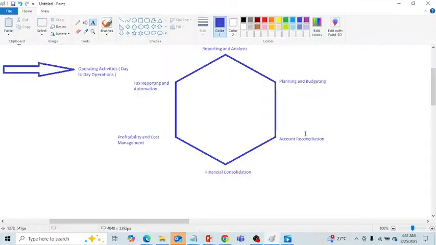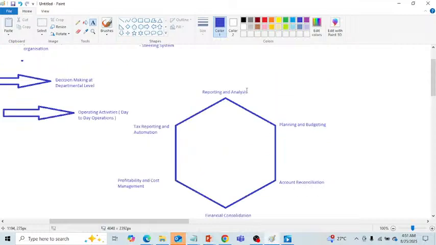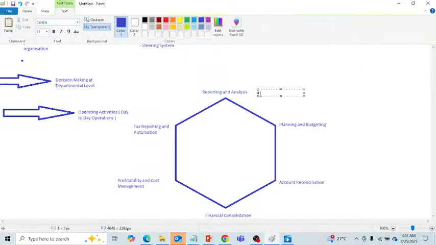So here we have the different products for different functions of the organization, like reporting and analysis, planning and budgeting, account reconciliation, financial consolidation, profitability and cost management, and tax reporting. So let's discuss what kind of products we have within these specific functions. Under this we have Web Studio reporting and freeform planning.